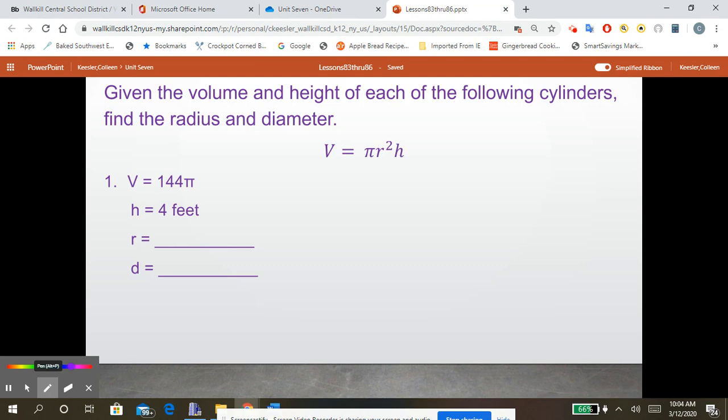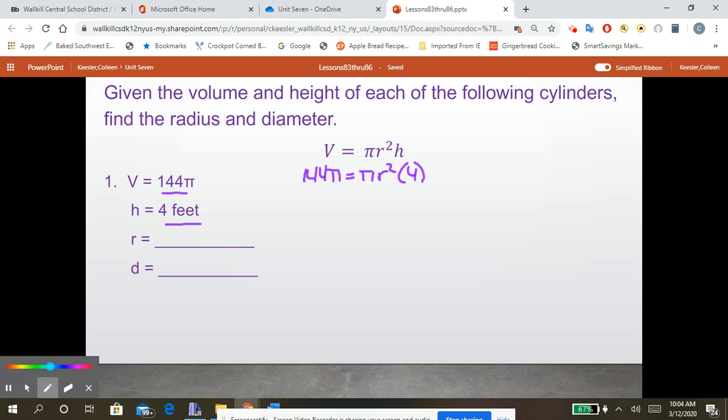So we take the formula and we plug in our givens. We know the volume is 144 pi. And we know the height is 4. So we leave pi r squared and replace the h with 4. So now everything on the right-hand side is being multiplied together, and we know the opposite of multiplying is dividing.